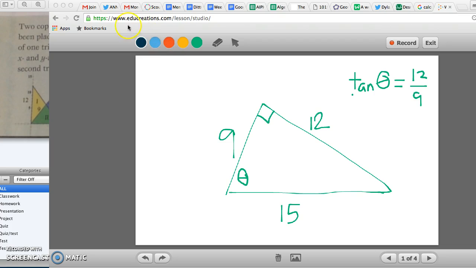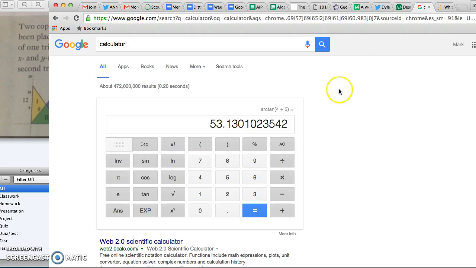Here it is drawn on this online whiteboard, EduCreations. This is the 60-degree angle. You want to find what angle this is, so whatever this angle is, the opposite leg is 12 and the adjacent leg is 9. Opposite over adjacent is the tangent, so tangent theta is 12 over 9, so I inverse tan both sides.